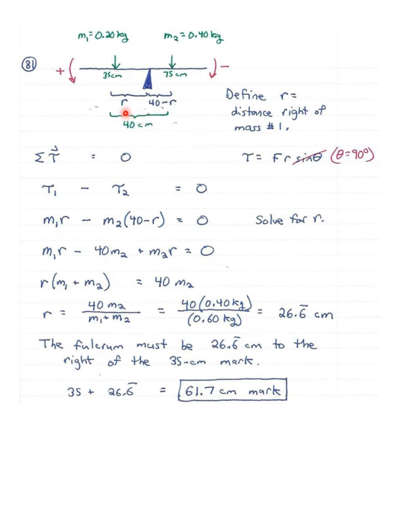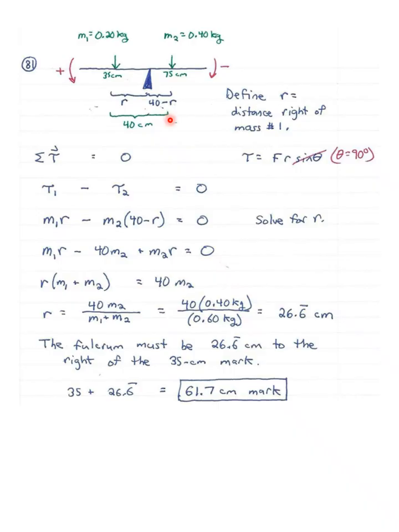Let's draw the picture, and we're going to define r as the distance that the fulcrum is to the right of mass number 1. There's 40 centimeters between mass 1 and mass 2, because one's at the 35 and the other's at the 75, a 40 centimeter difference. What that means is that the fulcrum is 40 minus r away from the 75 centimeter mark. Those become the lever arms. So the one on the left has a lever arm of r. The one on the right has a lever arm of 40 minus r.